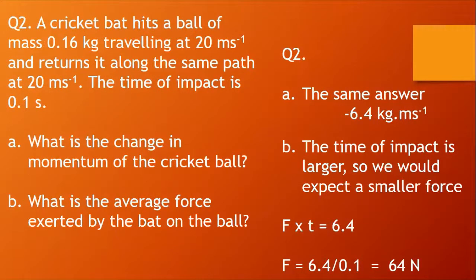This second question is pretty much the same, except I've said the time of impact is 0.1 seconds. And what's the change in momentum of the cricket bat? Sorry, the cricket ball. The answer would be the same. What's the average force exerted? Well, hold on. The time of impact is going to be larger here, so we would expect a smaller force. Is that what we get?